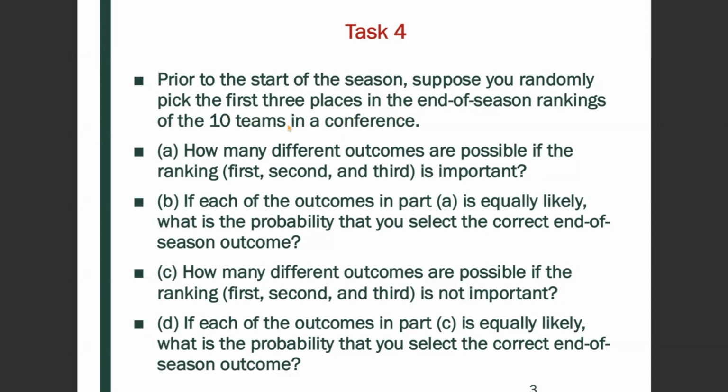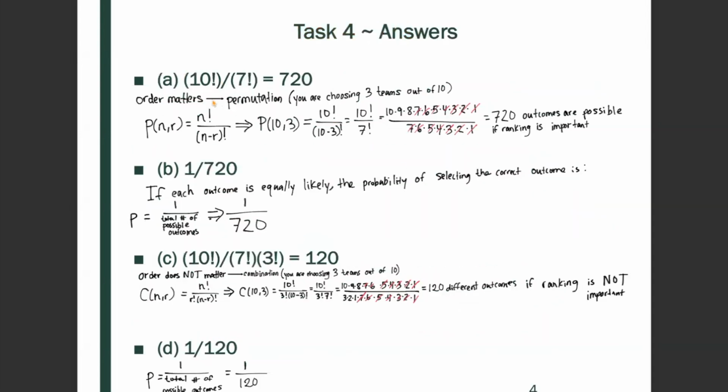Task 4. Prior to the start of the season, suppose you randomly pick the first 3 places in the end of season rankings of the 10 teams in a conference. How many different outcomes are possible if ranking is important? So here, for example, first, second, third place. Since order matters, this would be a permutation, and we're choosing 3 teams out of 10 teams.